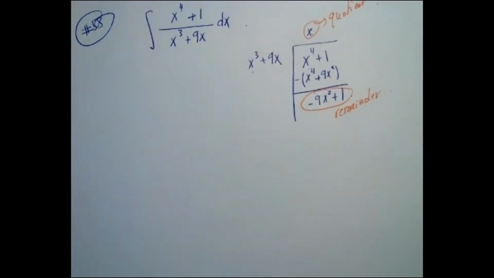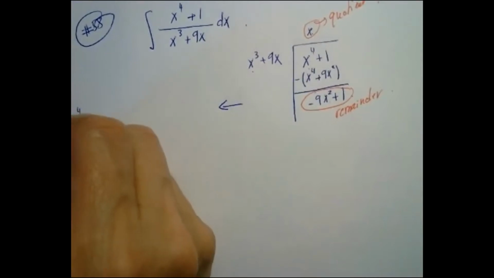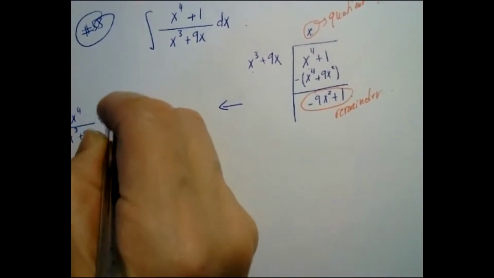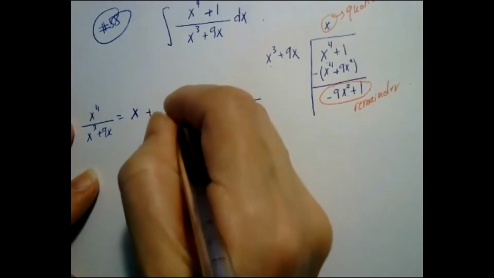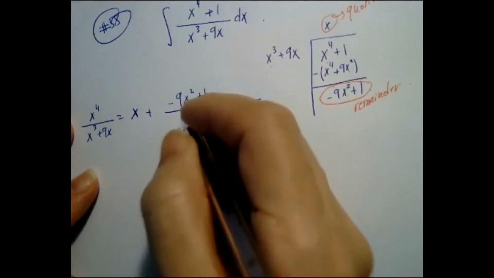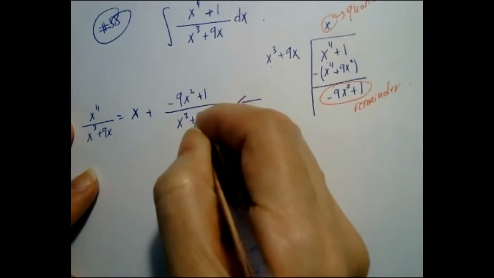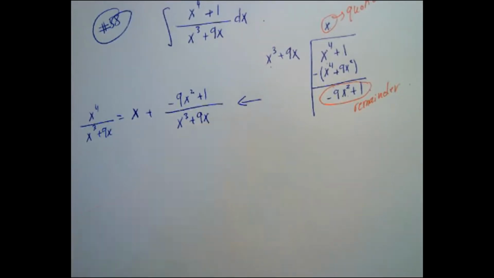So the goal of this is basically this long division tells me the following: that the expression x to the power 4 over x cubed plus 9x can be written much easier. It could be written as x plus minus 9x squared plus 1 over x cubed plus 9x. So this expression could be written much easier like that. Okay, and now we know that we need to integrate.